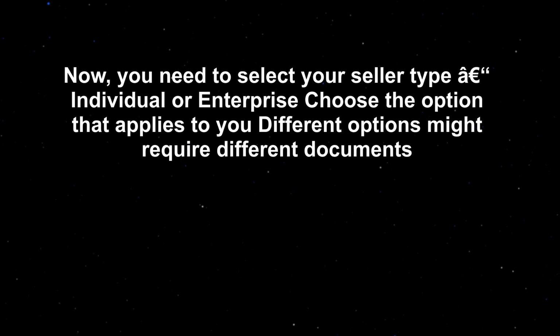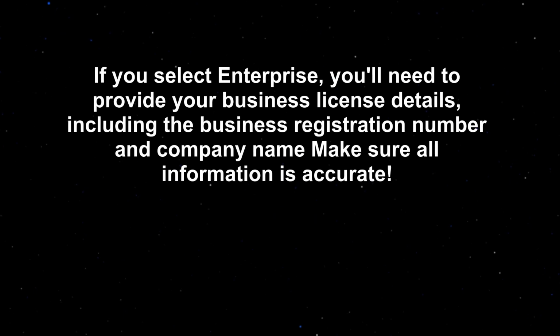Now, you need to select your seller type, individual or enterprise. Choose the option that applies to you. Different options might require different documents. If you select enterprise, you'll need to provide your business license details, including the business registration number and company name. Make sure all information is accurate.